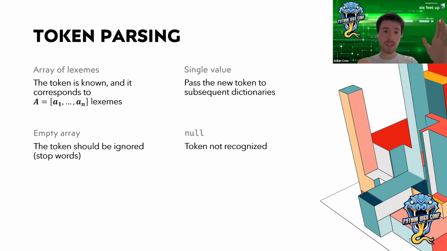So token parsing takes place by taking our original text and dividing it into tokens, which are the words of the text. And we are going to pass each token through a series of dictionaries. If a dictionary matches that token, then it's going to return the lexeme. For example, for ability, there's going to be a dictionary that returns the word able. There may even be cases where we have multiple lexemes, but in general, it's going to be just one lexeme.